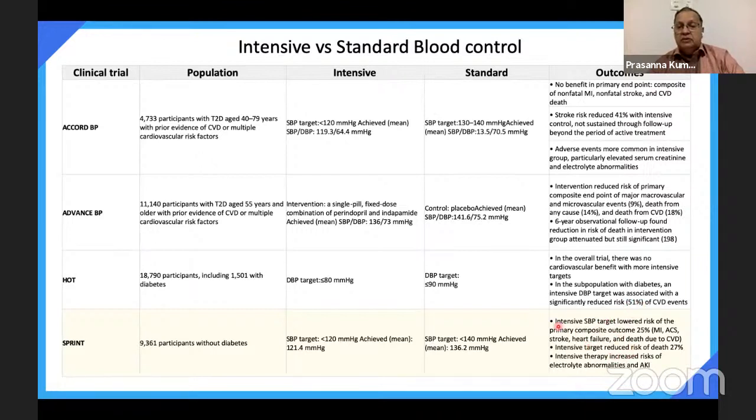This is how the outcomes of the various studies have been shown here. Definitely it shows that in patients with hypertension and diabetes, reducing blood pressure to the target will reduce the risk of death by 27%, or even the primary endpoint by as much as 60-70%.